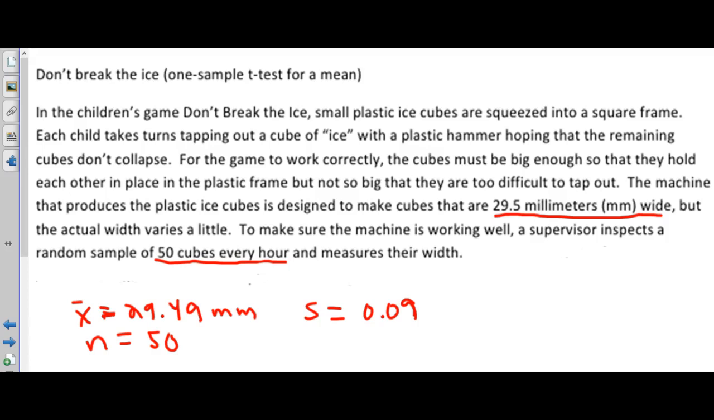In this lesson, we're going to take a look at one sample t-test, and we're also going to take a look at paired t-tests. These examples correspond to Chapter 9, Section 3 in your textbook. So let's begin by taking a look at this example based on the children's game called Don't Break the Ice.